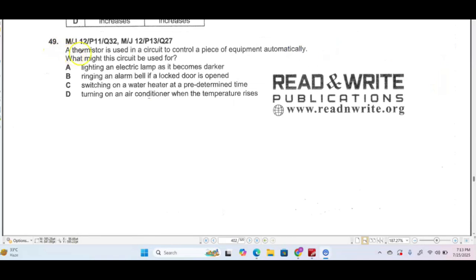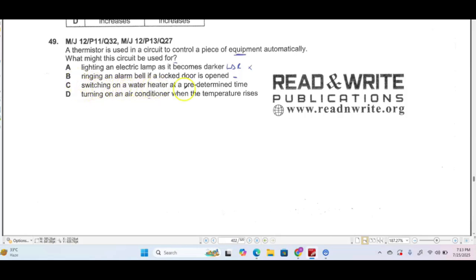Question number 49. A thermistor is used in a circuit to control a piece of equipment automatically. What might the circuit be used for? A. Lighting an electrical lamp as it becomes darker. This is more of a function of an LDR, so this is not correct. Ringing an alarm bell if a locked door is open. This is also not a function that is related to a thermistor. Usually this is related to a relay.